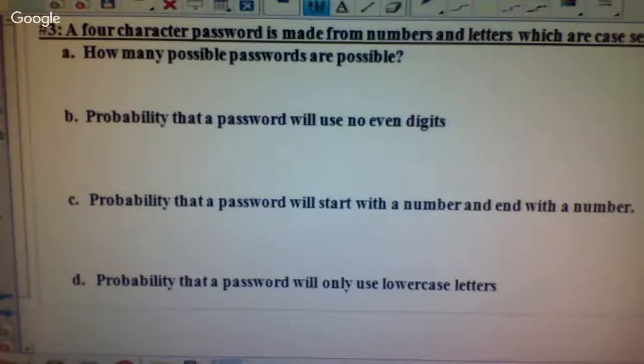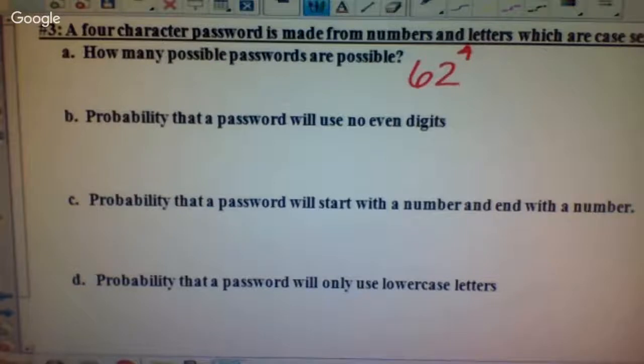Okay, I can have letters and numbers. So that gives me how many options? 62. How many times do I have 62 options? 4, because it's a 4-character password. Does that make sense? I've got letters and numbers.